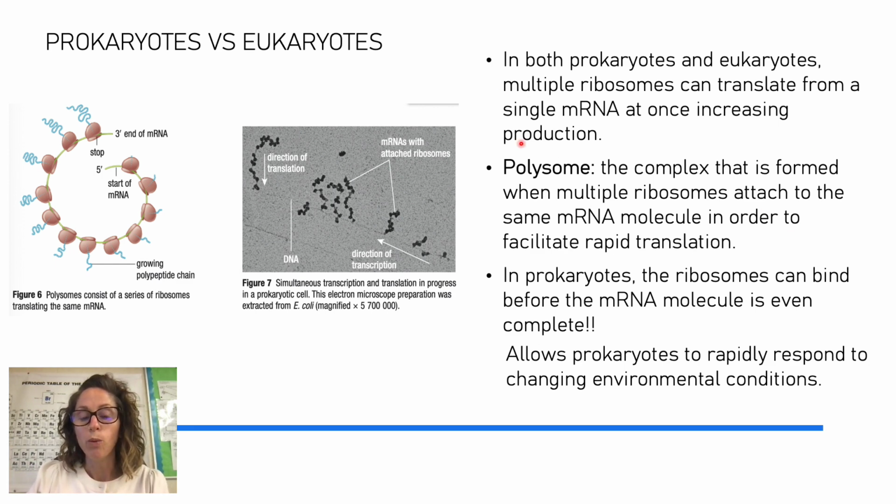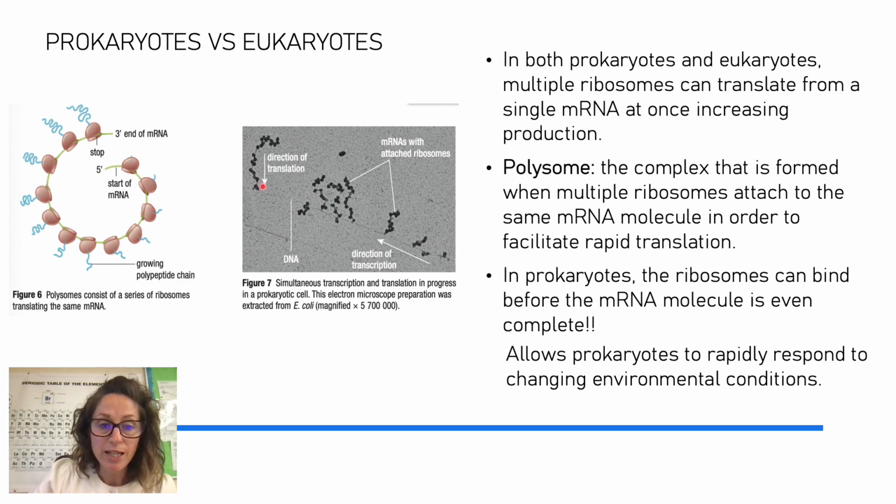A polysome is the complex that is formed when we have multiple ribosomes attached to an mRNA. And again, this is to facilitate rapid translation, rapid production of polypeptides. In prokaryotes, the ribosomes can actually bind before the mRNA molecule is even complete, because there's no nucleus, so you don't have that mRNA being produced in the nucleus, exiting, and then binding to a ribosome. It can all happen at once.